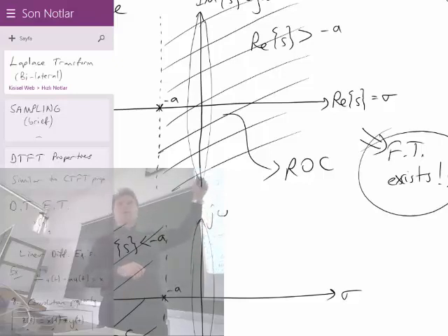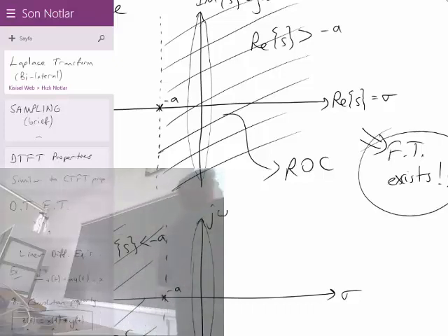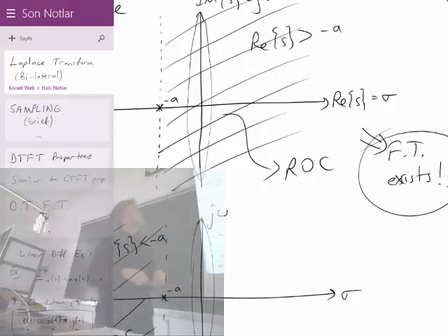Put the pole or the poles, there may be more than one pole, and indicate the region of convergence. If that region of convergence includes the j omega axis, you say that the system is stable. It's a very systematic way of categorizing stable and unstable systems using the Laplace transform. Okay.